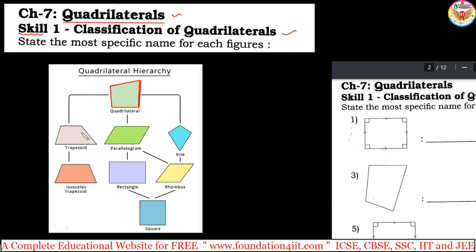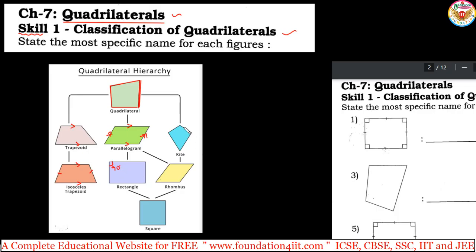Trapezoid: only one pair is parallel, the other two are non-parallel, so it's a trapezoid. If one pair is parallel and the other two are equal, it is an isosceles trapezoid, right? If both pairs of opposite sides are equal and parallel, it's a parallelogram. And with the same parallelogram property, if every angle is 90 degrees, it is a rectangle.